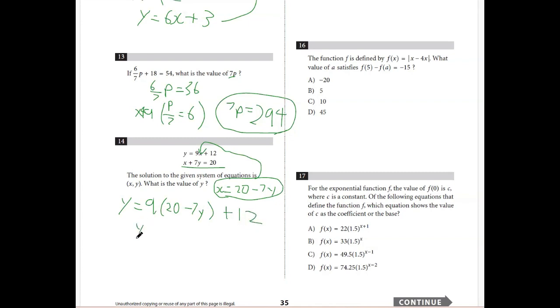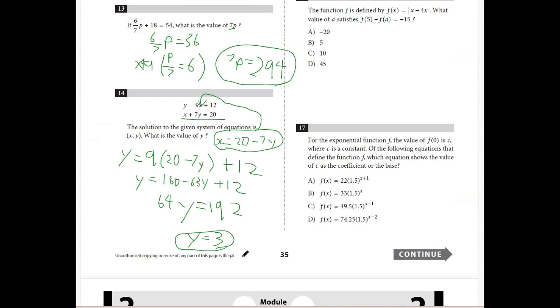If I work this out here, it becomes 180 minus 63y plus 12. I'm going to move this y to the left. So it becomes 64y is equal to 192. And y is 3. So 3 is the correct answer.